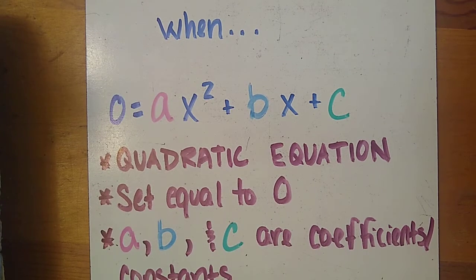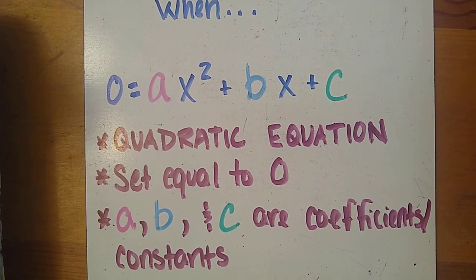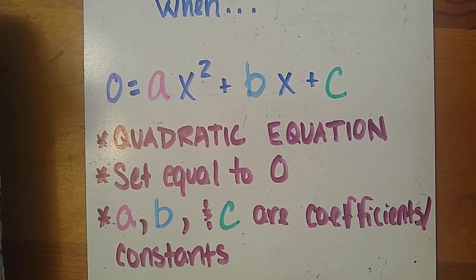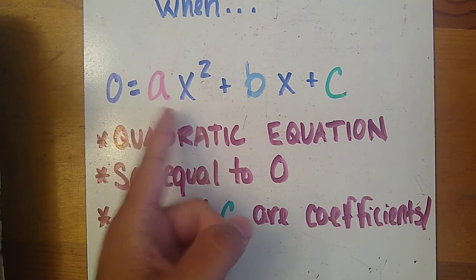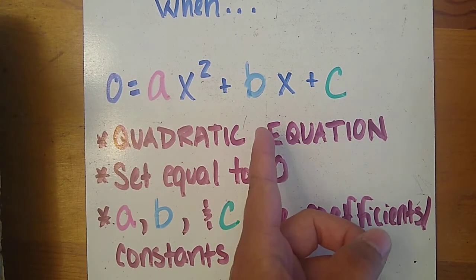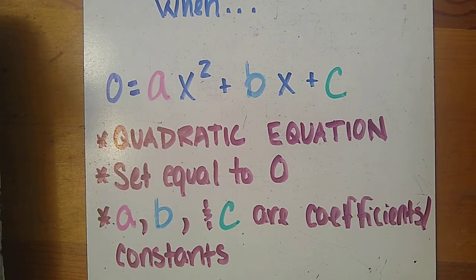And finally, the explanation of a, b, and c: they are coefficients or constants in this equation. They will be real numbers. Your a will be the coefficient of the x squared term. Your b is the coefficient of the x to the first power term, and your c is the constant term.